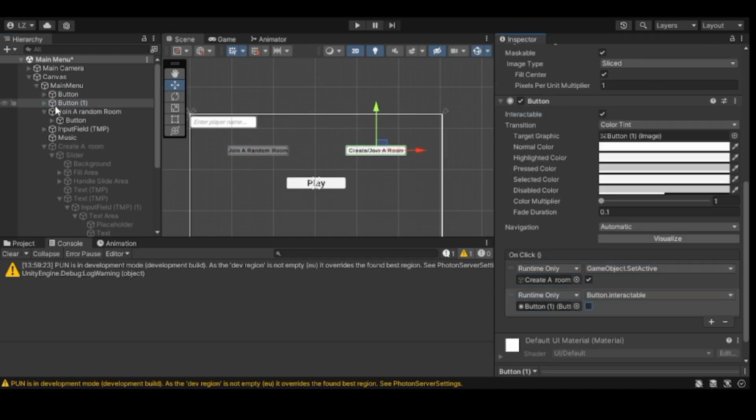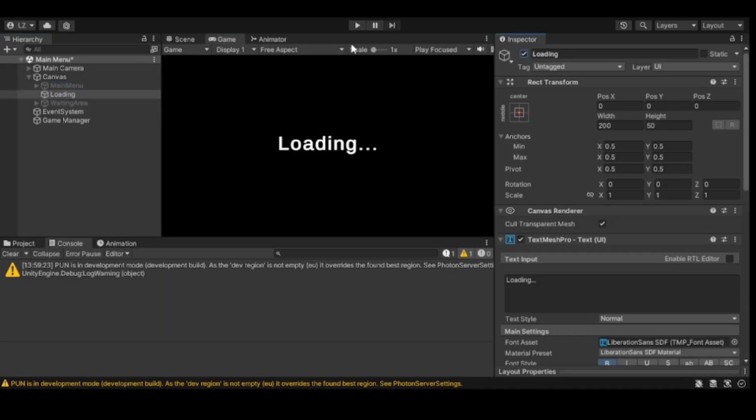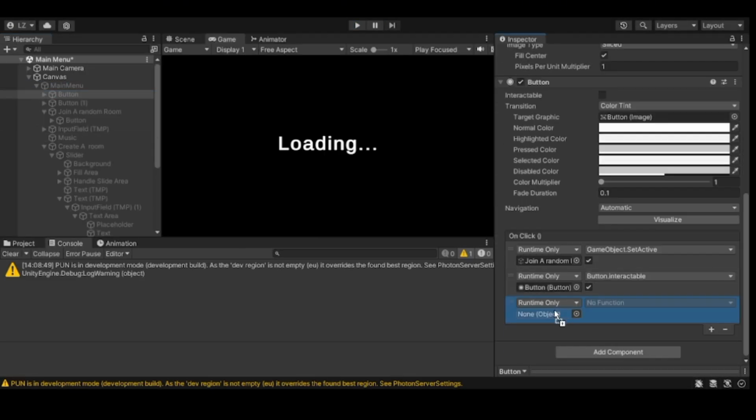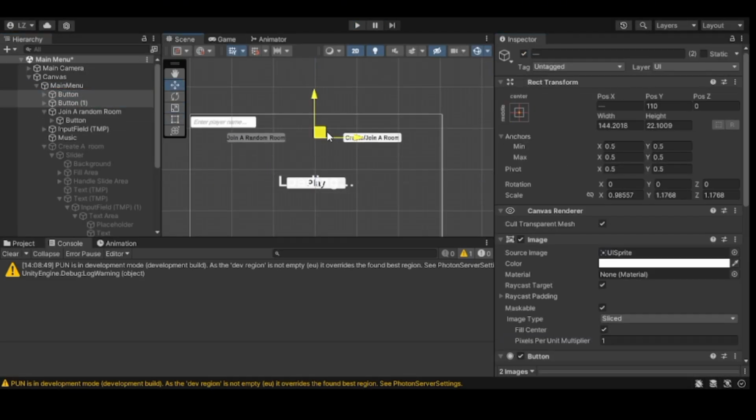Day 4. The main menu got an overhaul for a more appealing look. Background music and bug fixes were also part of today's agenda, enhancing the overall gaming experience.